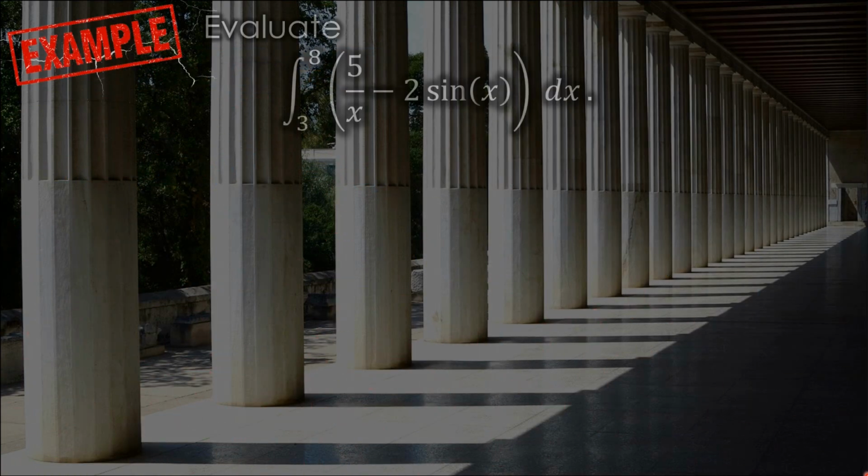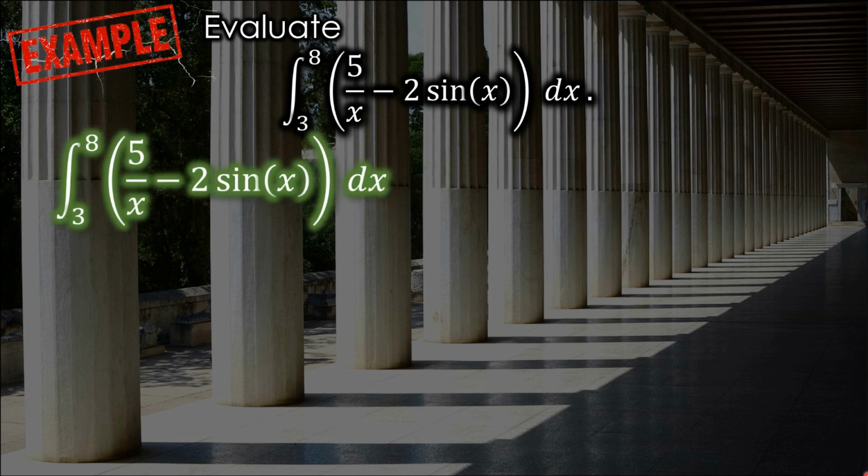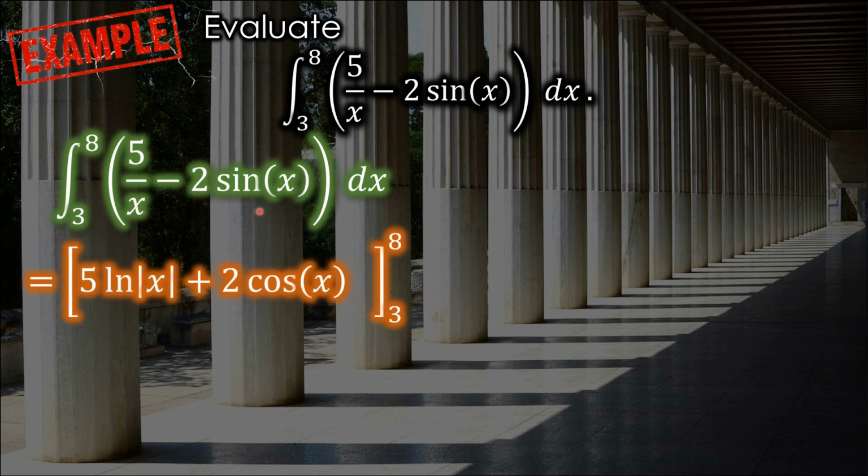Here's another one. Here we want to go from 3 to 8 of 5 over x minus 2 sine of x. And it's the same deal. To take this integral, I'll just take the antiderivative of both of my pieces. 5 over x is going to have an antiderivative of 5 times the natural log of x. Minus 2 sine of x, that's going to have an antiderivative of positive 2 cosine of x. And that just gets evaluated from 3 to 8.